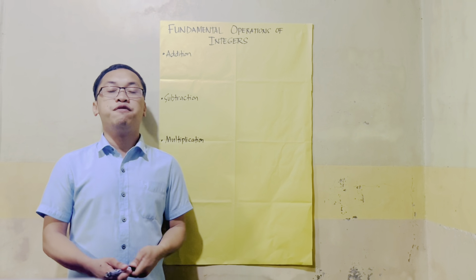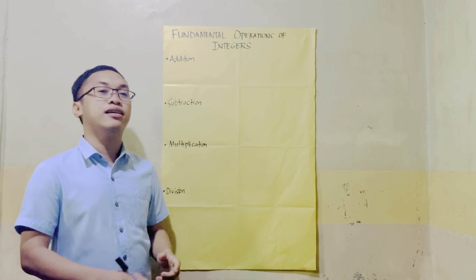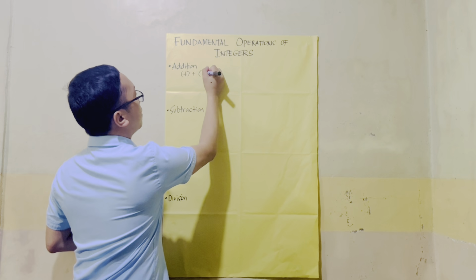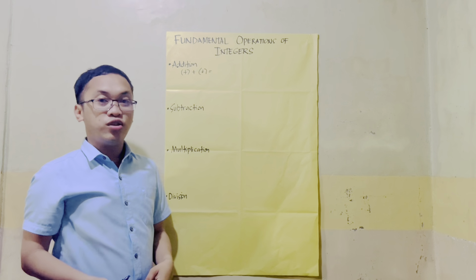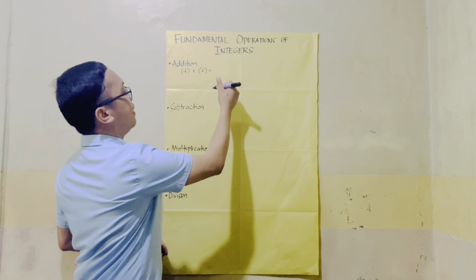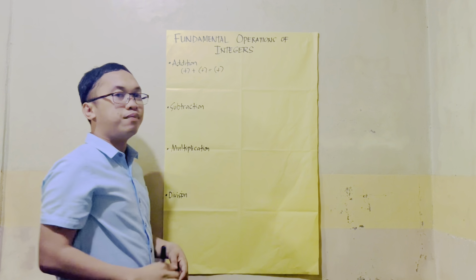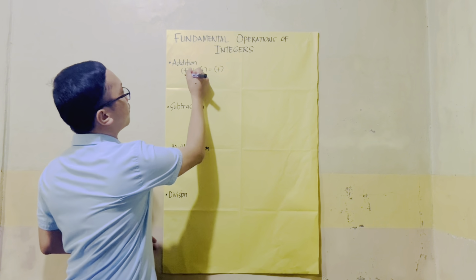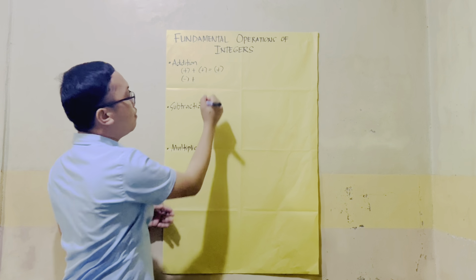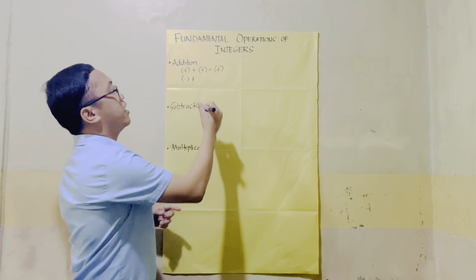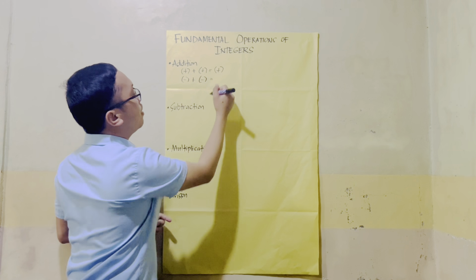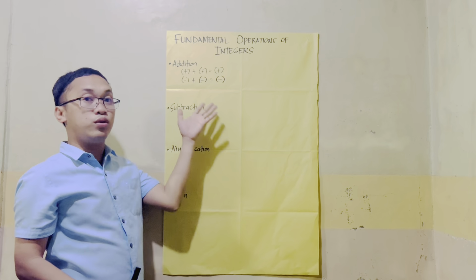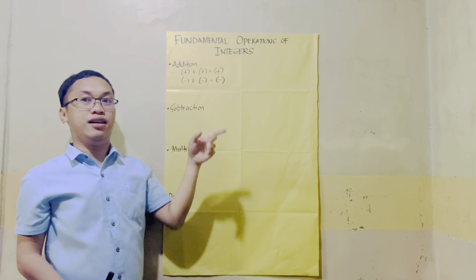In addition, if we are going to add a positive plus a positive, the answer should equal a positive number. In negative plus negative, if a number is negative plus a negative number as well, the answer is a negative number. So we just have to add the two numbers and then copy the sign.